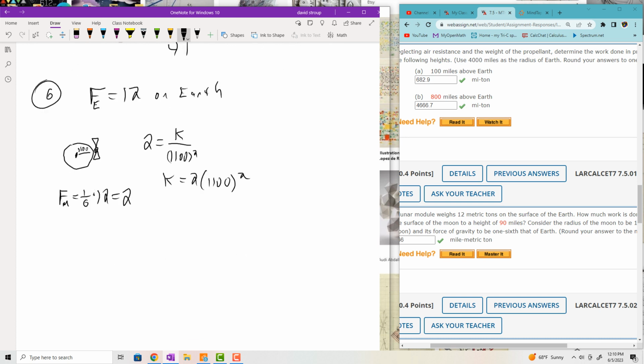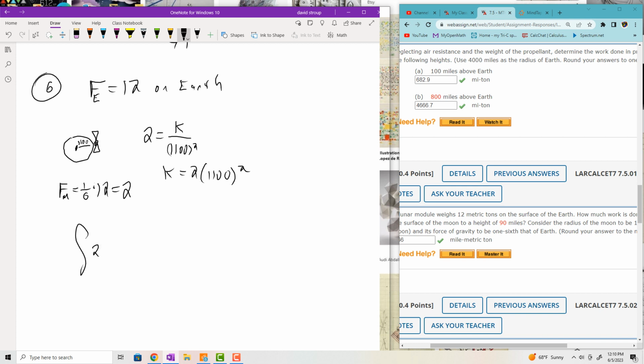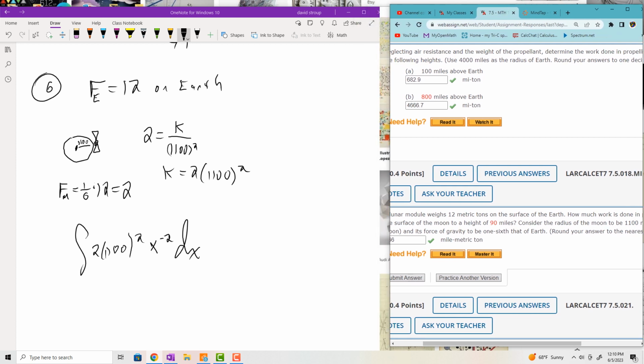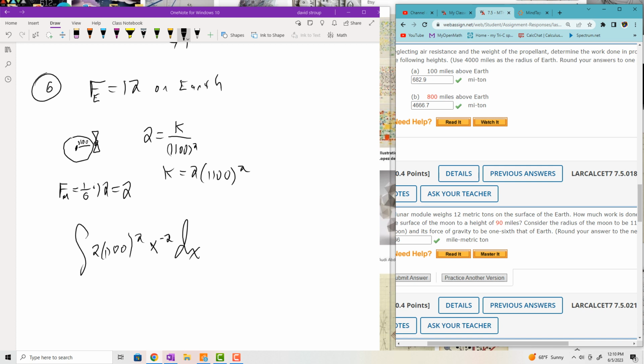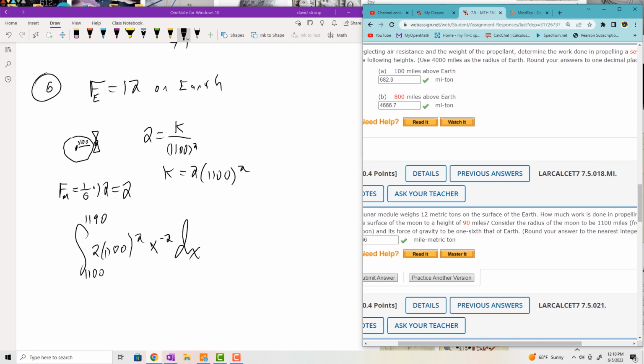So our integral, you've got 2 times 1,100 squared times x to the negative 2 dx. And we want to know what? We want to move the lunar module 90 miles above the moon. So I'm starting at 1,100, and then I have to go to 1,190. Okay, and you could compute that on your own. I just wanted to set it up for you.